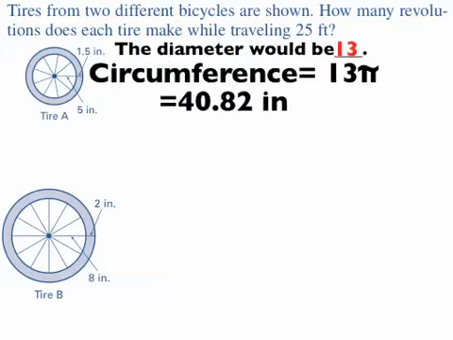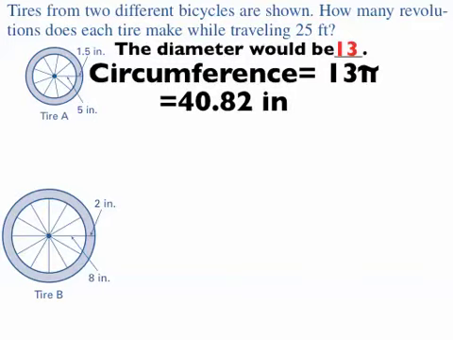So if it goes around twice, it would be about 82 inches. If it goes around 3 times, it would be 3 times that amount. But I want to know how many times it has to go around to go 25 feet. Now, I have my circumference in inches, and then I want to know how many it would have to travel in feet. That's not going to be okay.